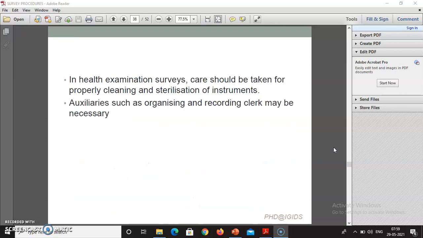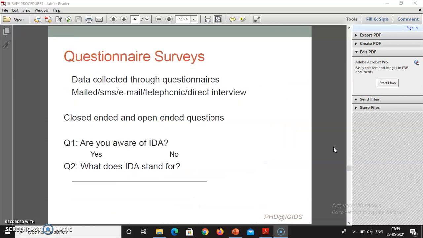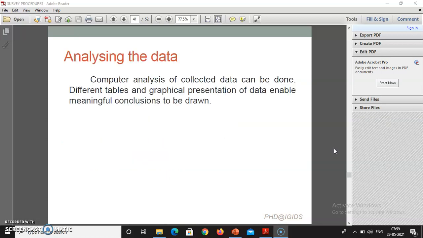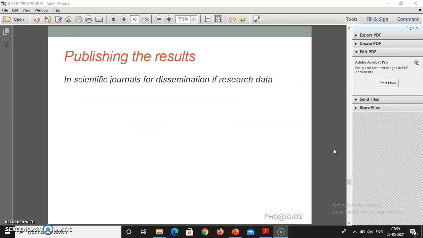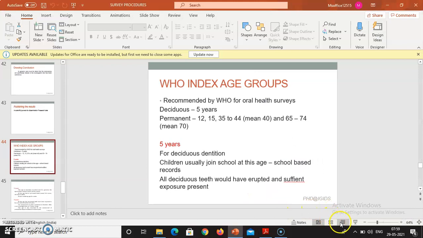Then what is standardization and calibration? What are the essential elements of drafting a questionnaire survey? And then coming to analyzing the data, drawing the conclusion and publishing the results. So these are the 7 essential steps in conduct of a survey. And today's topic is about the WHO index age groups.